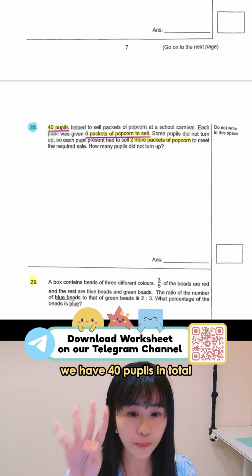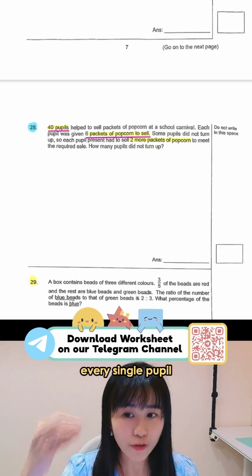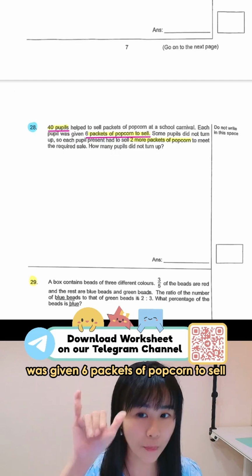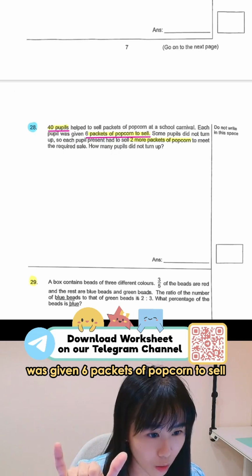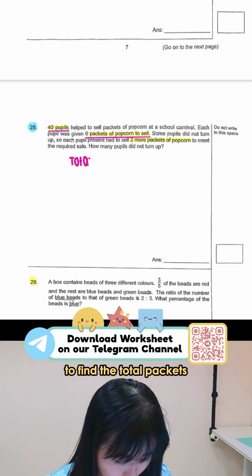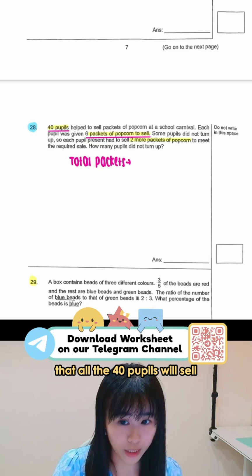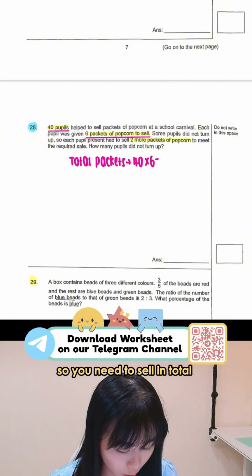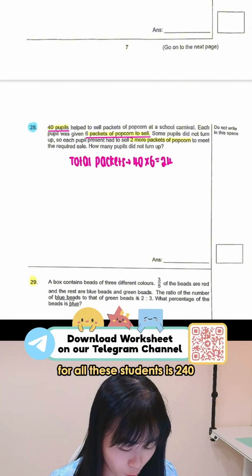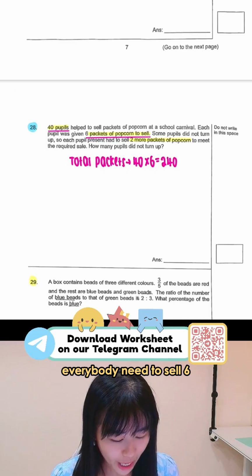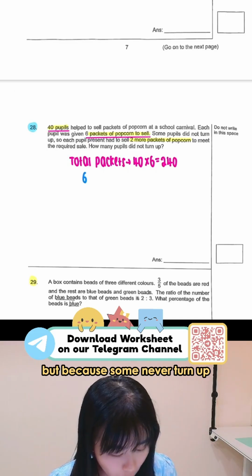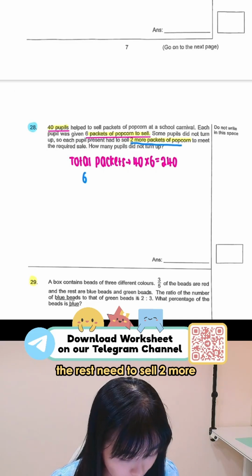We have 40 pupils in total. Every single pupil was given 6 packets of popcorn to sell. To find the total packets that all the 40 pupils will sell, you need to sell in total, for all these students, 240. Now, by right, everybody needs to sell 6, but because some did not turn up, the rest need to sell 2 more.